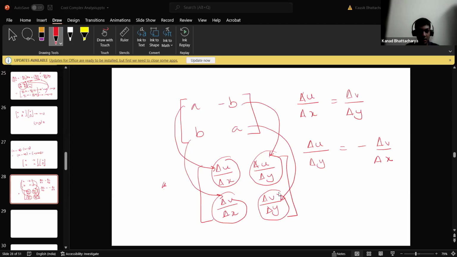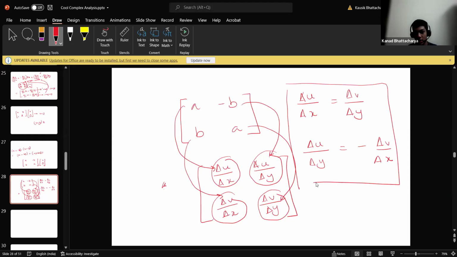If anybody has any questions, you can point it out. Does this derivation make sense? If some part is not clear, I can reiterate it. Okay, so I assume that it is making sense. So now these equations are nothing but the Cauchy-Riemann equations.